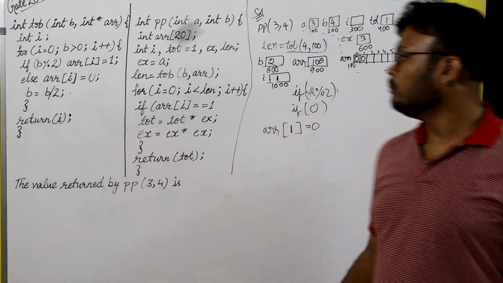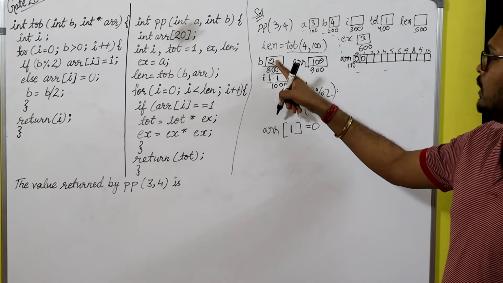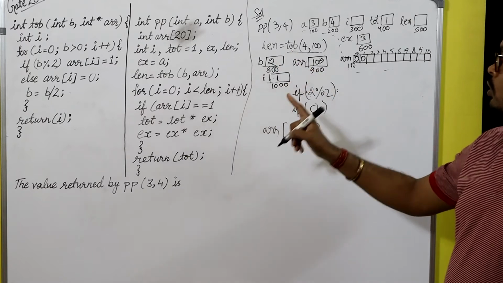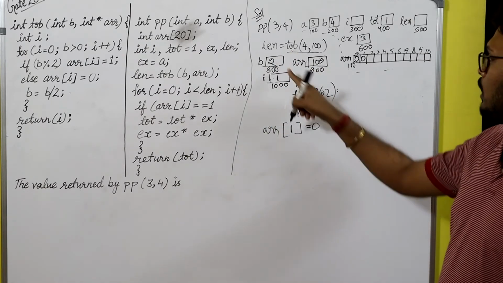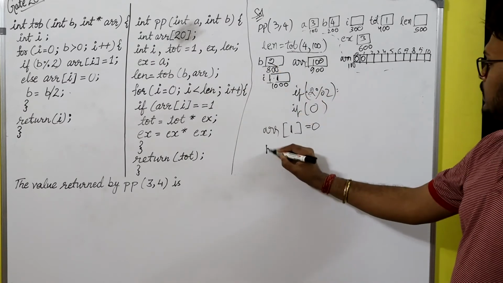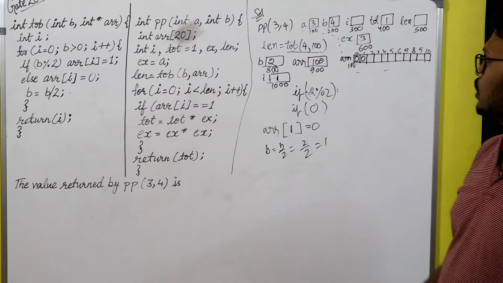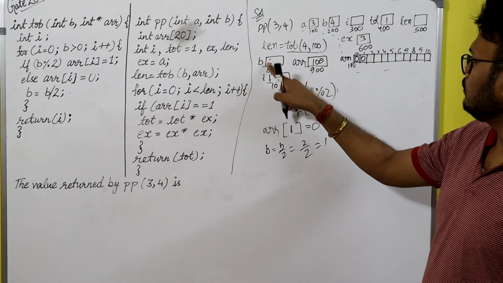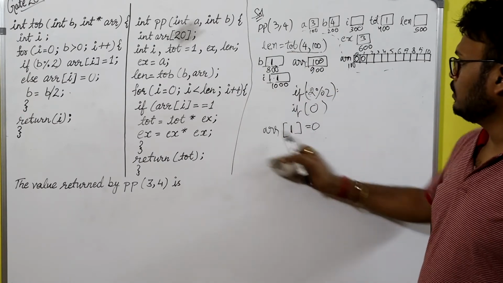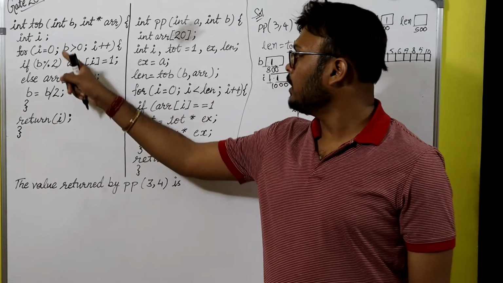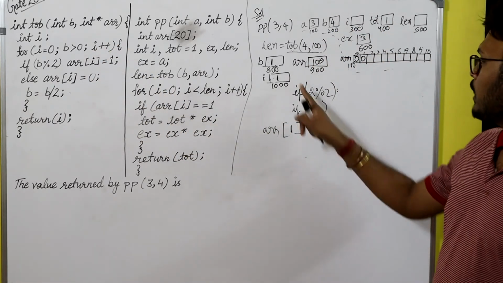Now execute this line. B is equal to B by 2. What is the value of B? The value of B is 2. So now 2 will be divided by 2. What is the quotient? 1. So B is equal to 2 by 2, it means B is equal to 1. So let's write here 1. So now again, let's come here. Increment the value of I. So now the value of I will become 2.